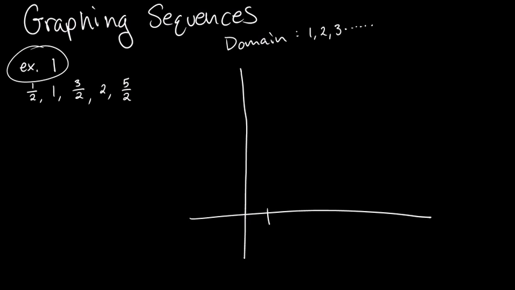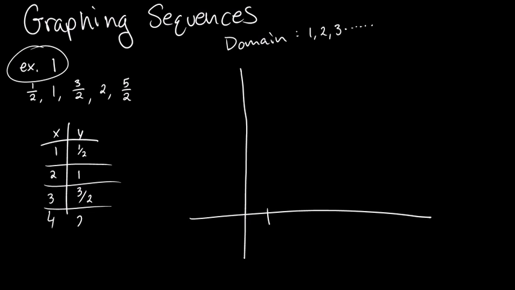So your first point, if you were to put it in a little t-chart here, your first point is 1, 1/2. Your second term is 1. Your third term is 3/2. Your fourth term is 2. And your fifth term is 5/2.